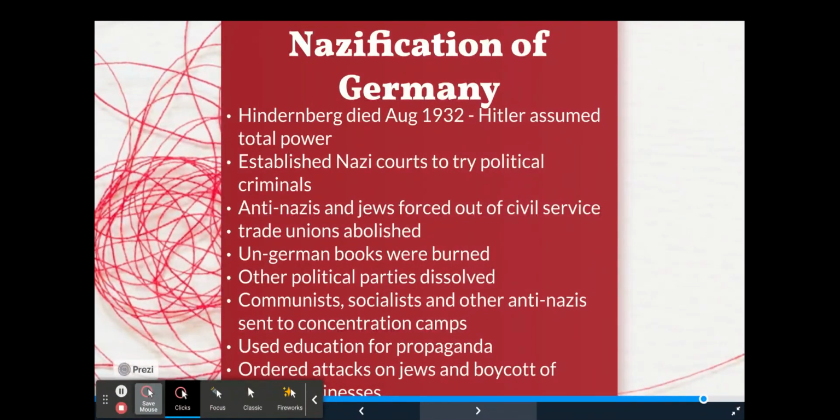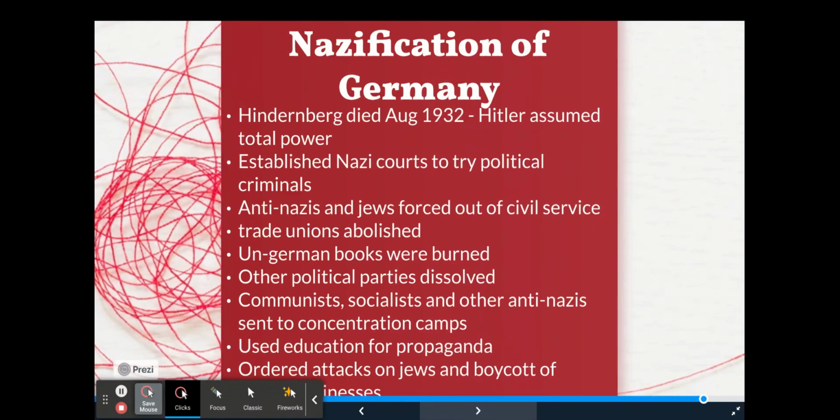All right, and then the final one, the Nazification of Germany. Hindenburg, their leader, died in August of 1933, and Hitler just stepped into that role. He established Nazi courts to try political criminals. Any anti-Nazis and Jews were forced out of civil service, so anything working for the government. Trade unions were abolished. Just remember, trade unions work towards getting the best wages and making sure workplaces are safe. That's their purpose. So they were abolished. Un-German books were burned. Other political parties were dissolved. Communists, socialists, and other anti-Nazis were sent to concentration camps. So you can see it starting to come to fruition.